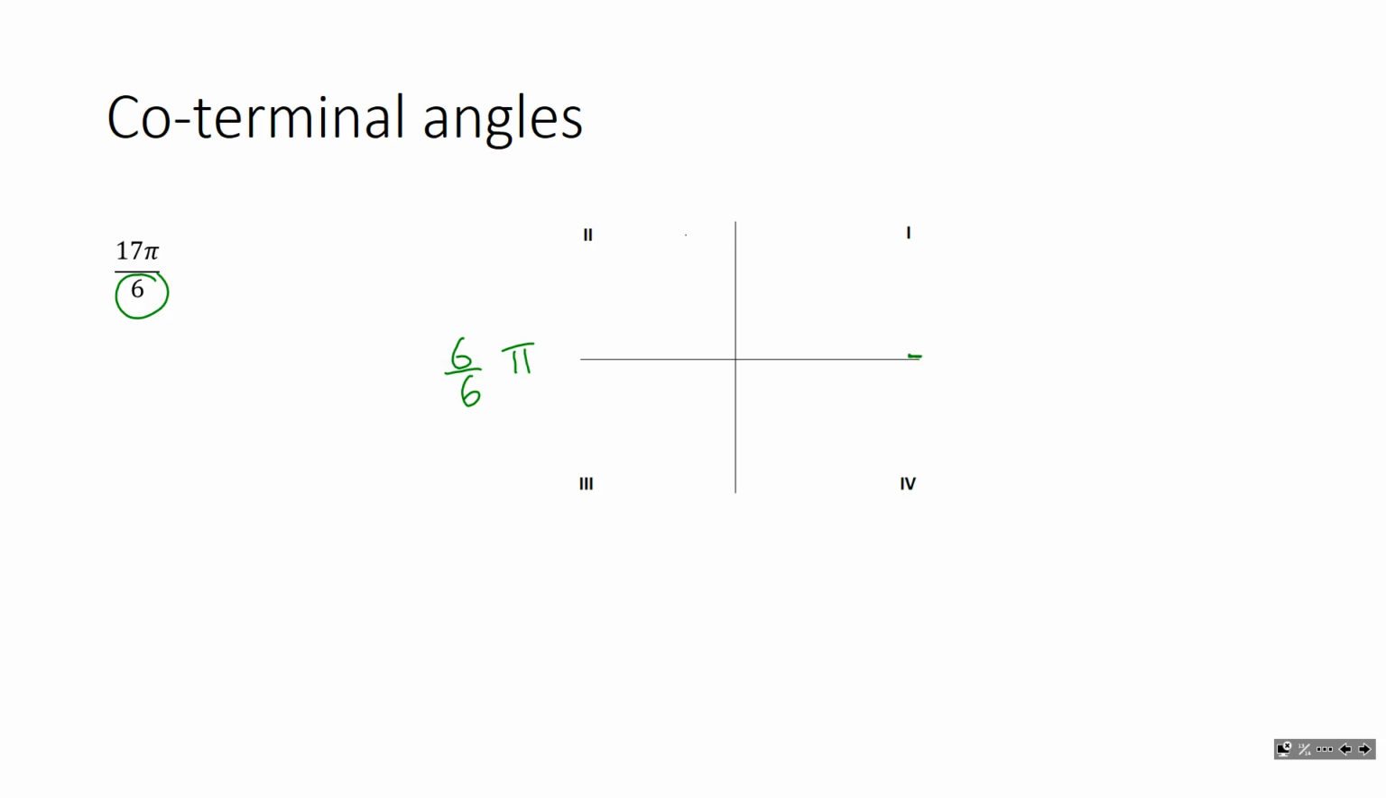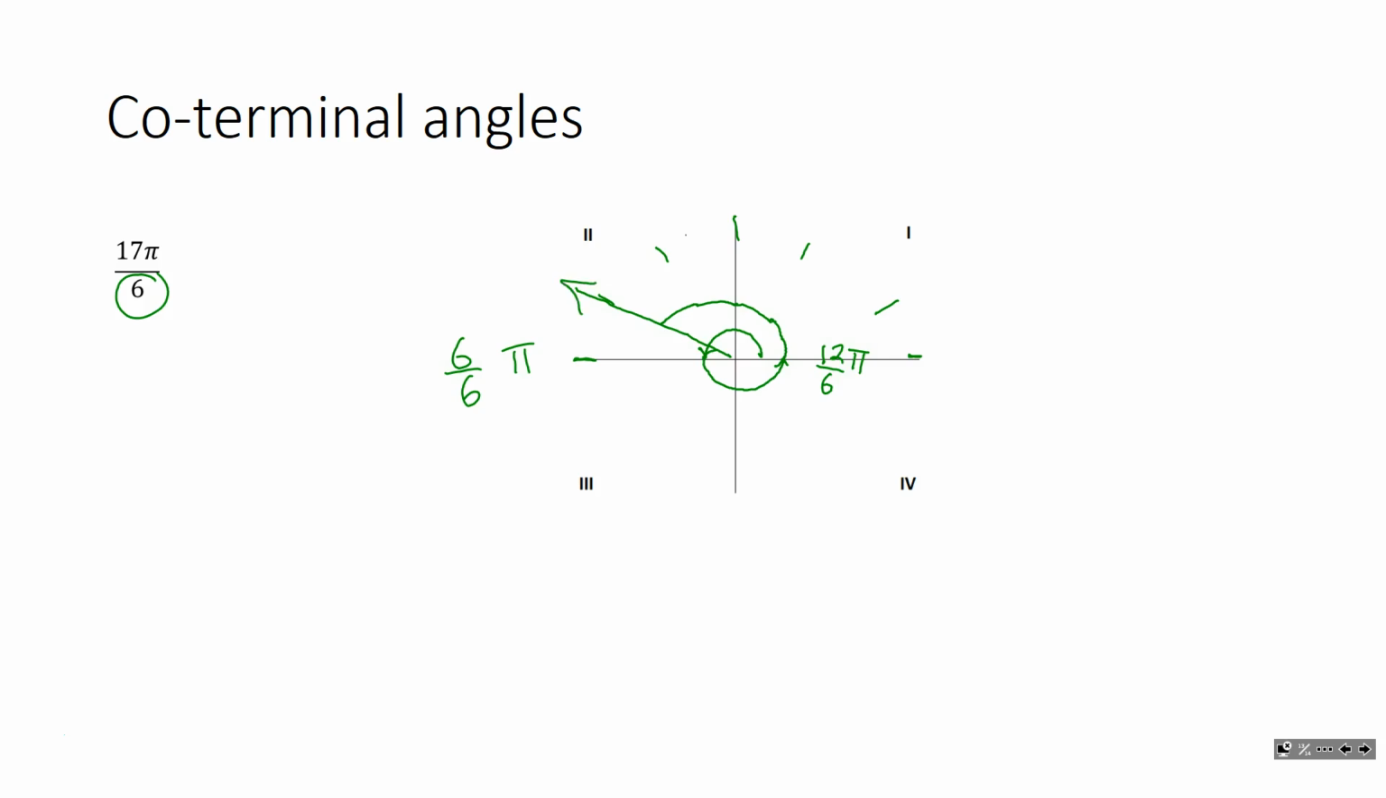You'd start here. You'd go 1, 2, approximately 3, 4, 5, and 6. So let's take that 17 over 6. When we've gone this far, we've gone 6/6. If we go around another half circle, at this point we would be at 12/6 pi. Now from 12/6 pi to get up to 17/6 pi, we'd have to go another 5/6. 12 plus 5 would give 17. So 1, 2, 3, 4, 5. Approximately that angle there.